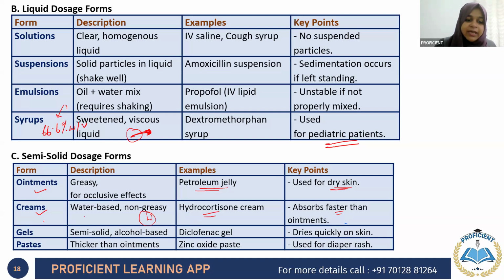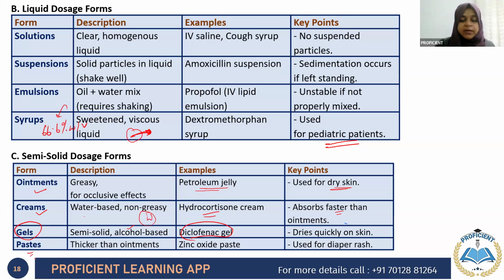Okay, gel. Gel contains alcohol in it. They are semi-solid alcohol preparations. When you go for an ultrasound, they apply a gel on top of your skin, you might have noticed. That is gel. You have that cold feeling when they apply it. Why? Because it contains alcohol. For pain relief, we can apply diclofenac gel. It also dries quickly on the skin because it mainly contains alcohol, which evaporates when kept in open space.